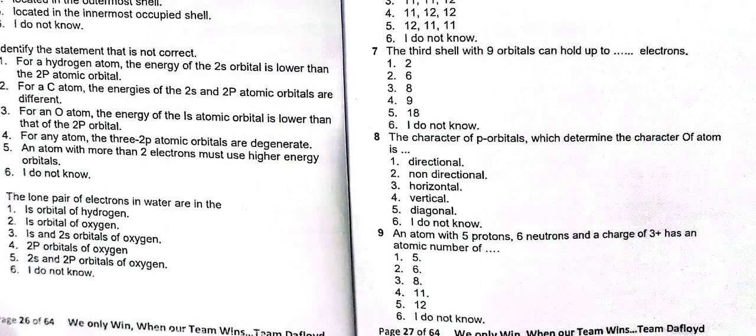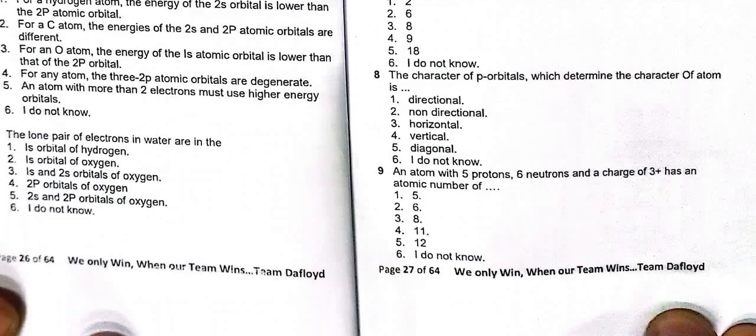Then number 9, an atom with 5 protons, 6 neutrons, and a charge of 3 plus has atomic number what? What's the answer here, guys? What's atomic number going to be? Atomic number is proton number. They're just trying to see if you're able to notice the difference. The wording is just atomic; the key is atomic number. There are 5 protons, so the answer is option 1.